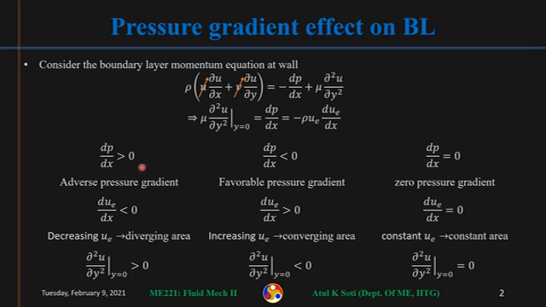Okay, so there could be three possibilities for this pressure gradient within boundary layer. dp by dx could be positive, which is called adverse pressure gradient. And why we call it adverse, we will see that. So in case dp by dx is greater than 0, this del 2u by del y2 also will be greater than 0 at the wall. And what can you say about du by dx? du by dx will be negative by this relationship.